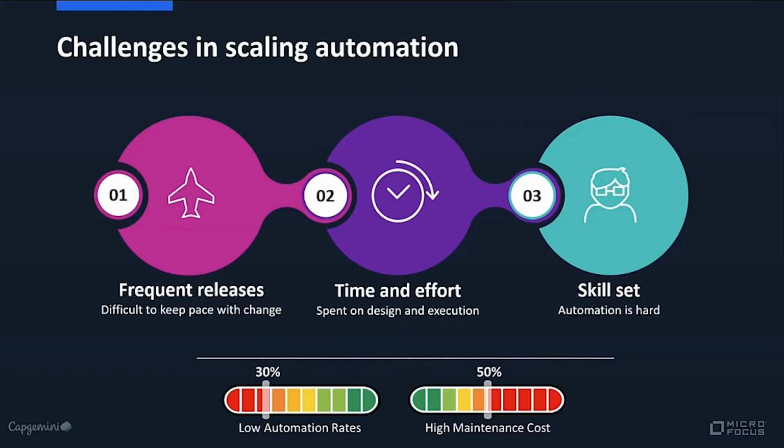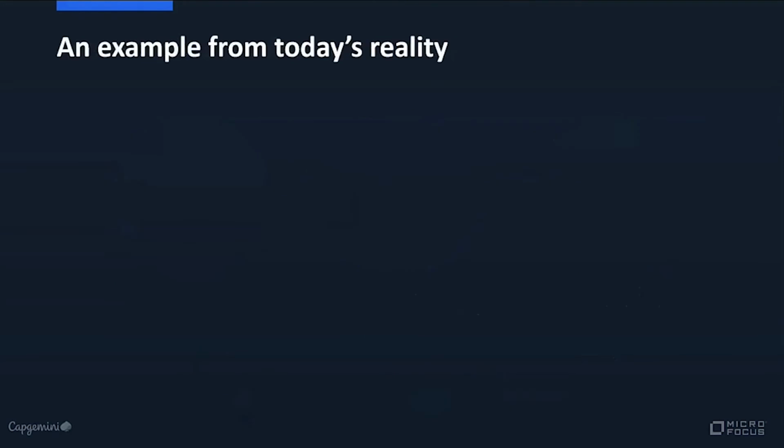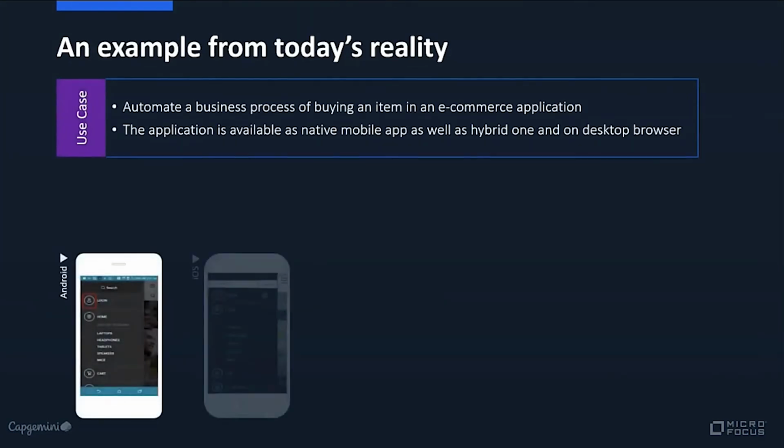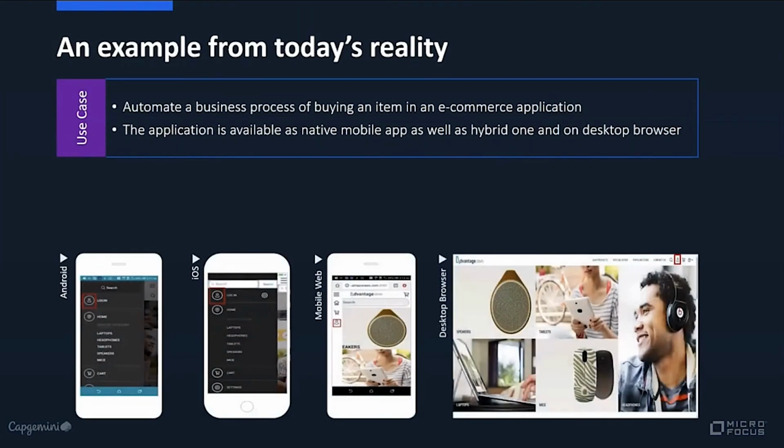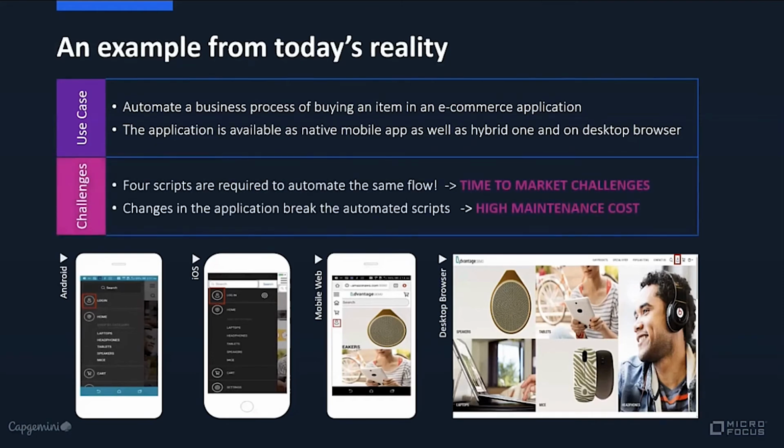To make my point clear, let me give an example from today's reality. I'm sure most of you would agree and would have come across similar use cases in your workplace. Let's take the use case of automating a business process of buying an item in an e-commerce application. This is available on an omnichannel platform. That means it is available as a native mobile app, as a hybrid one, and can also be accessed using the desktop browser. So at least we need to create 4 scripts to automate the same business flow, which will lead to time to market challenges.